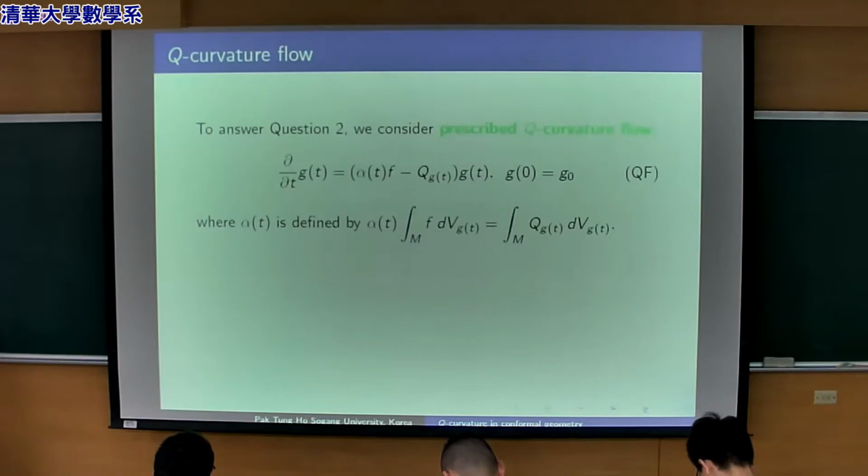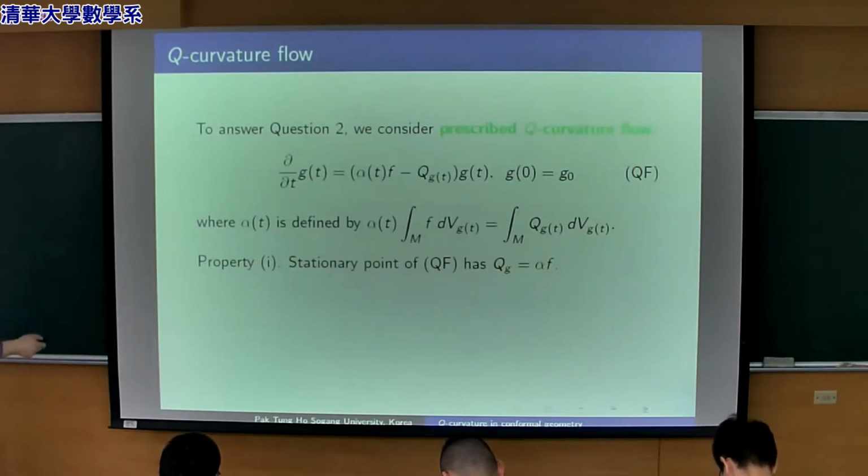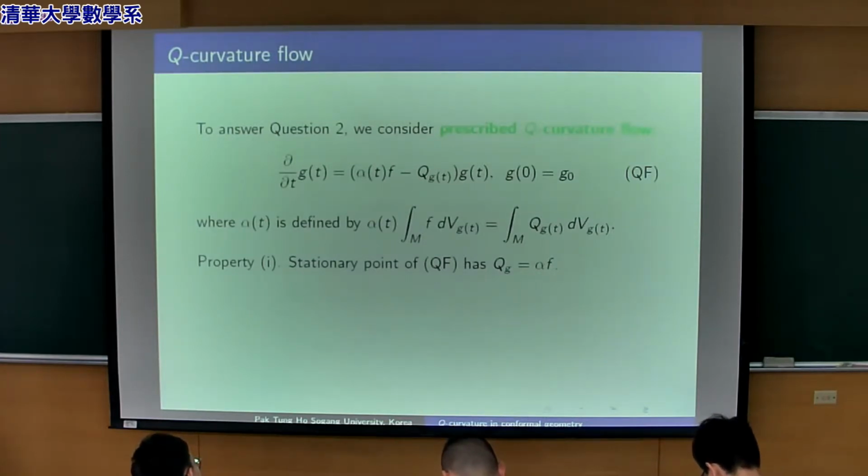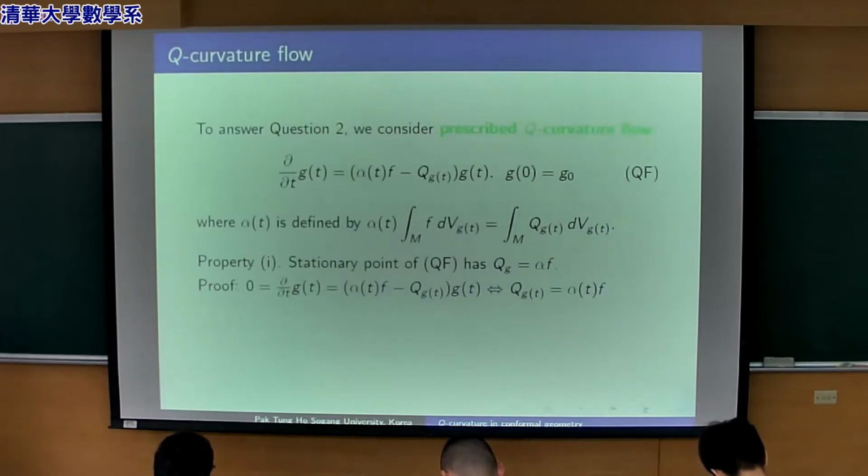And we have some good properties about this flow. For example, property number one is, the stationary point of this flow is the thing we wanted. Q curvature equals alpha F, equals F up to some constant. It's easy to see, because if this is a stationary point, the left hand side is zero, which forces the right hand side to be zero, which means this vanishes. Q equals alpha F. So the stationary point is exactly the thing you wanted. You want to prescribe the Q curvature to be F up to some constant.